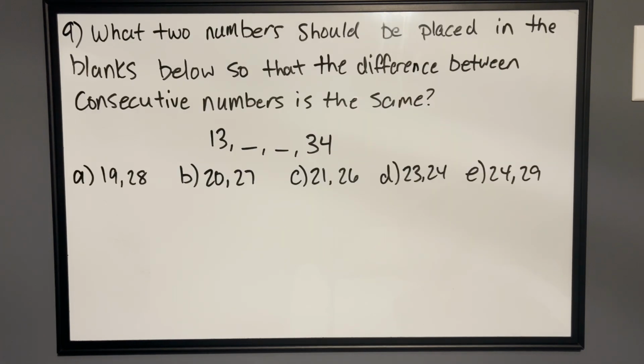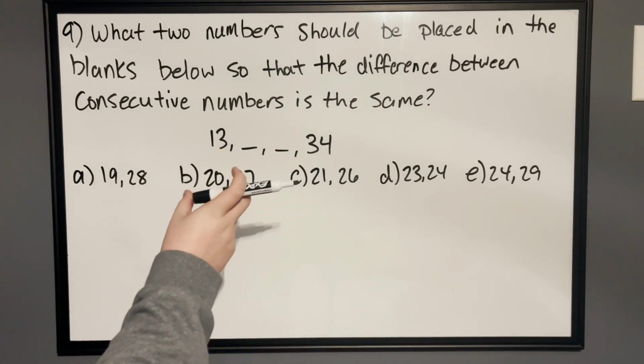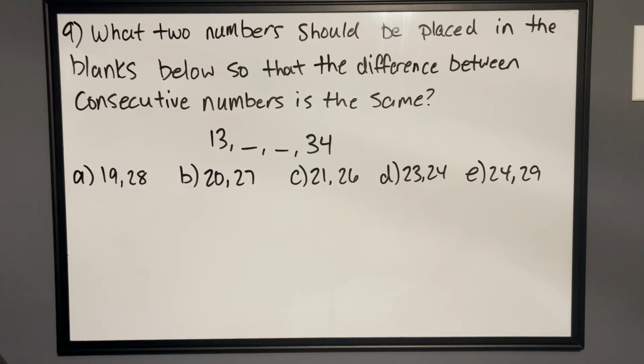Okay, so here we have question number 9. It says, what two numbers should be placed in the blanks below so that the difference between consecutive numbers is the same? So we have 13, blank, blank, then 34. So this is a sequence, and basically we want to figure out which of these two numbers will be able to be put in here, and every term will differ by the same amount.